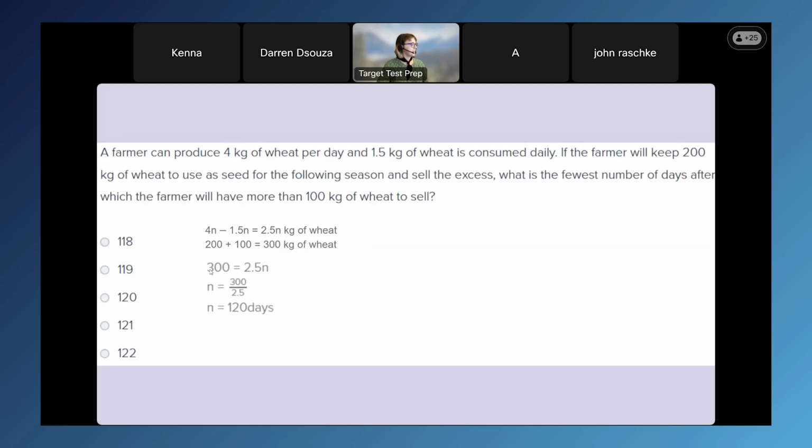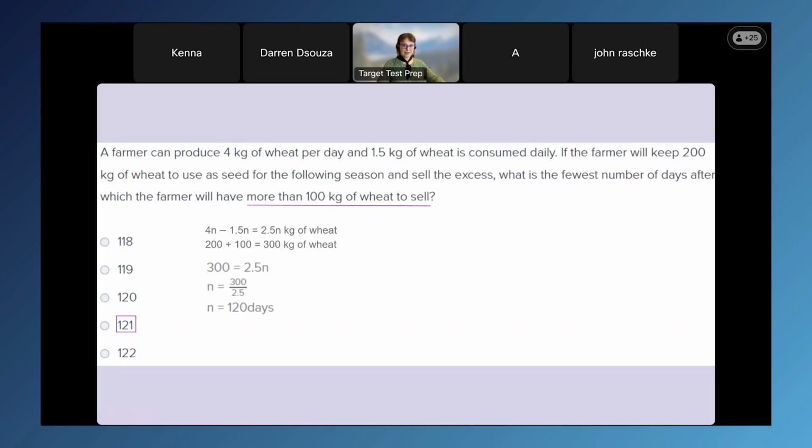Then we can just say, we can set our 300 kilogram target goal to 2.5 times the days. Divide 300 by 2.5 and say at 120 days we will break even, but we need to know the fewest number of days after which the farmer will have more than 100 kilograms of wheat to sell. So we need at least one other day, and thus it would be 121.